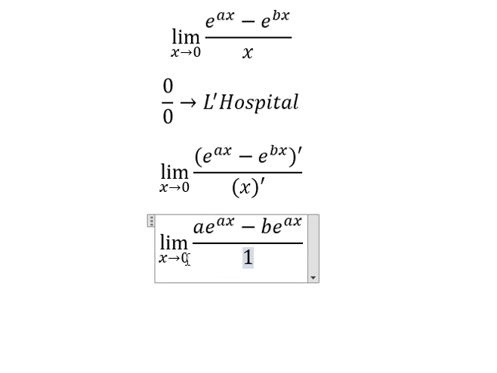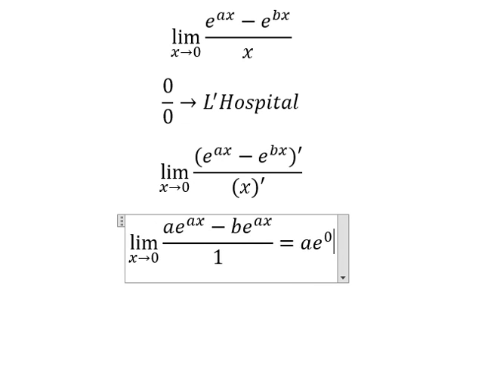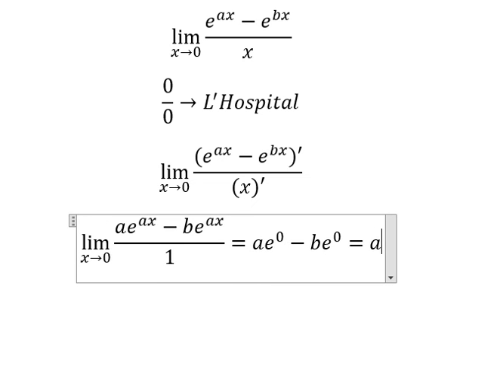And now I will put number 0 here and here. So we have a e to the power of 0 minus b e to the power of 0. And we have a minus b.